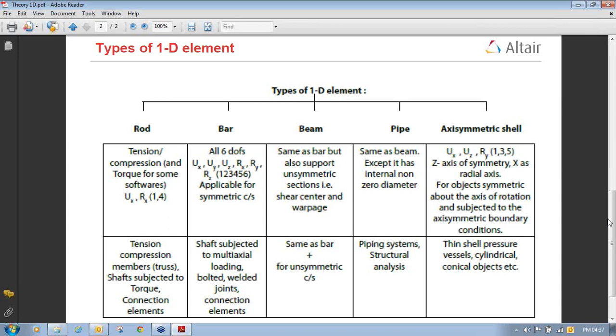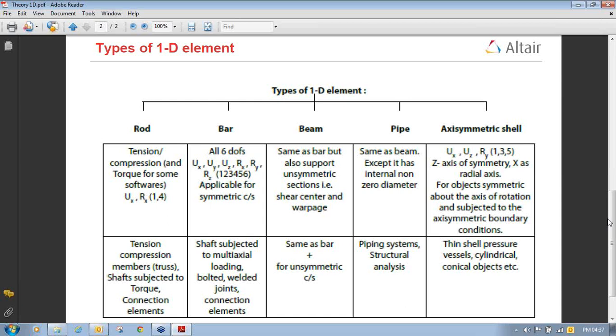Then there is one more type of 1D element available, that is pipe. Pipe is the same as beam, but there is a slight difference in the pipe element, that is it has an internal non-zero diameter. The practical application of pipe element is piping system structural analysis.